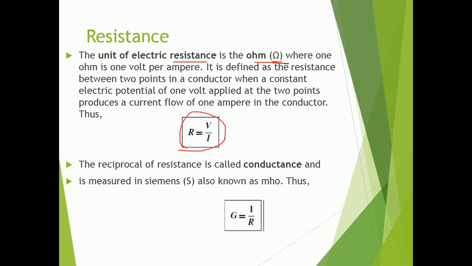Here a very important point with regard to resistance is conductance. Conductance is nothing but the reciprocal of the resistance, denoted by capital G. So G = 1 by R. So if resistance is high, conductance will be less, and if resistance is less, conductance will be high. The unit of conductance is Siemens, capital S, also known as mho, that is the opposite of ohm.